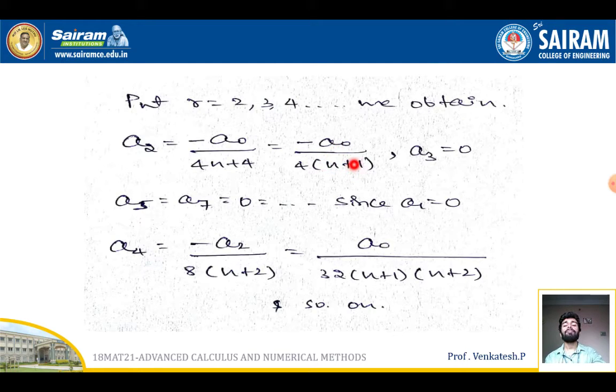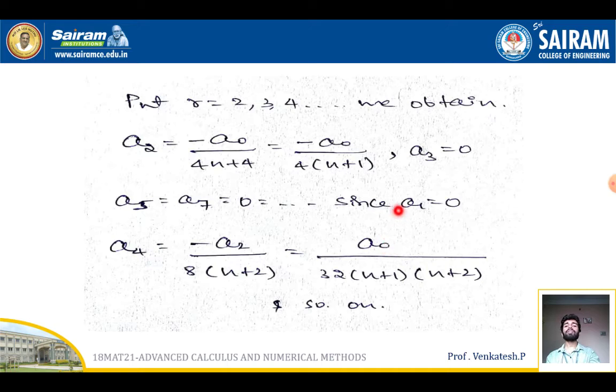I can take it. If I replace r is equal to 3, I will get a3 in terms of a1 actually. Already a1 is 0, so obviously a3 will be 0. Similarly, all of a5, a7 will be 0, because all these odd-numbered constants will be represented in the form of a1. So since a1 is 0, I can replace all these odd constants with 0. So a4 will be obtained by replacing r is equal to 4. If I replace r is equal to 4, I will get a4 is equal to minus a2 by 8 into (n plus 2), and a2 is given by this equation. So I will get a0 by 32 into (n plus 1)(n plus 2), and so on.